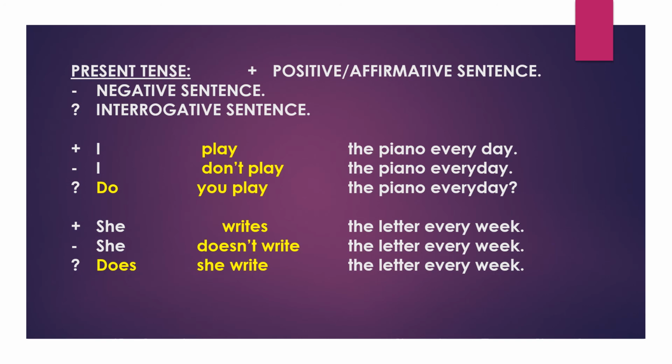And the interrogative one, from write becomes does she write. Does is the auxiliary or helping verb. Write the s becomes write without s, if we use the auxiliary or helping verb does. So she writes the letter every week becomes does she write the letter every week.